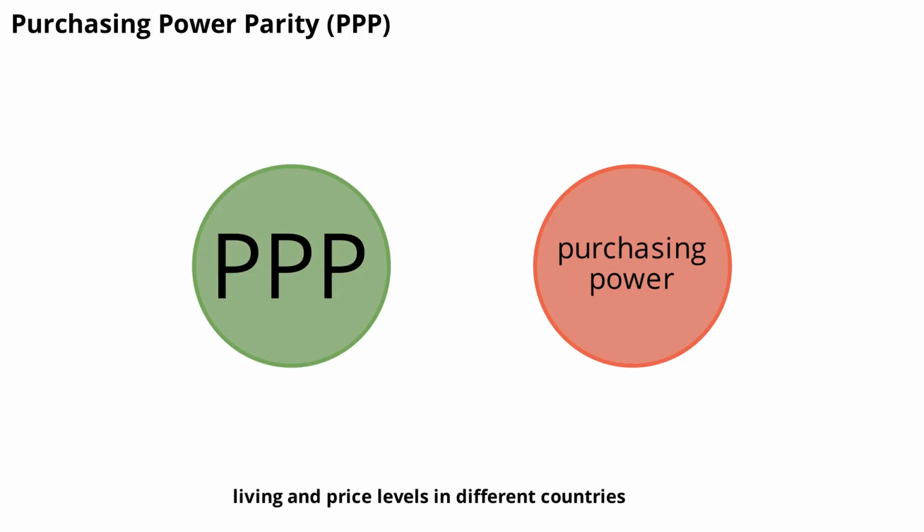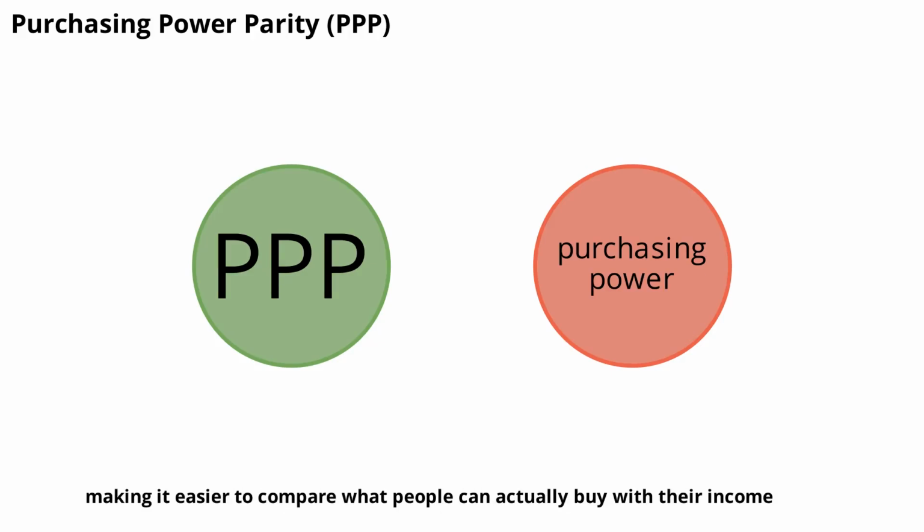Purchasing power parity, or PPP, is another adjustment economists use to compare real GDP between countries. PPP takes into account the cost of living and price levels in different countries, making it easier to compare what people can actually buy with their income. This is especially useful for understanding differences in living standards worldwide.